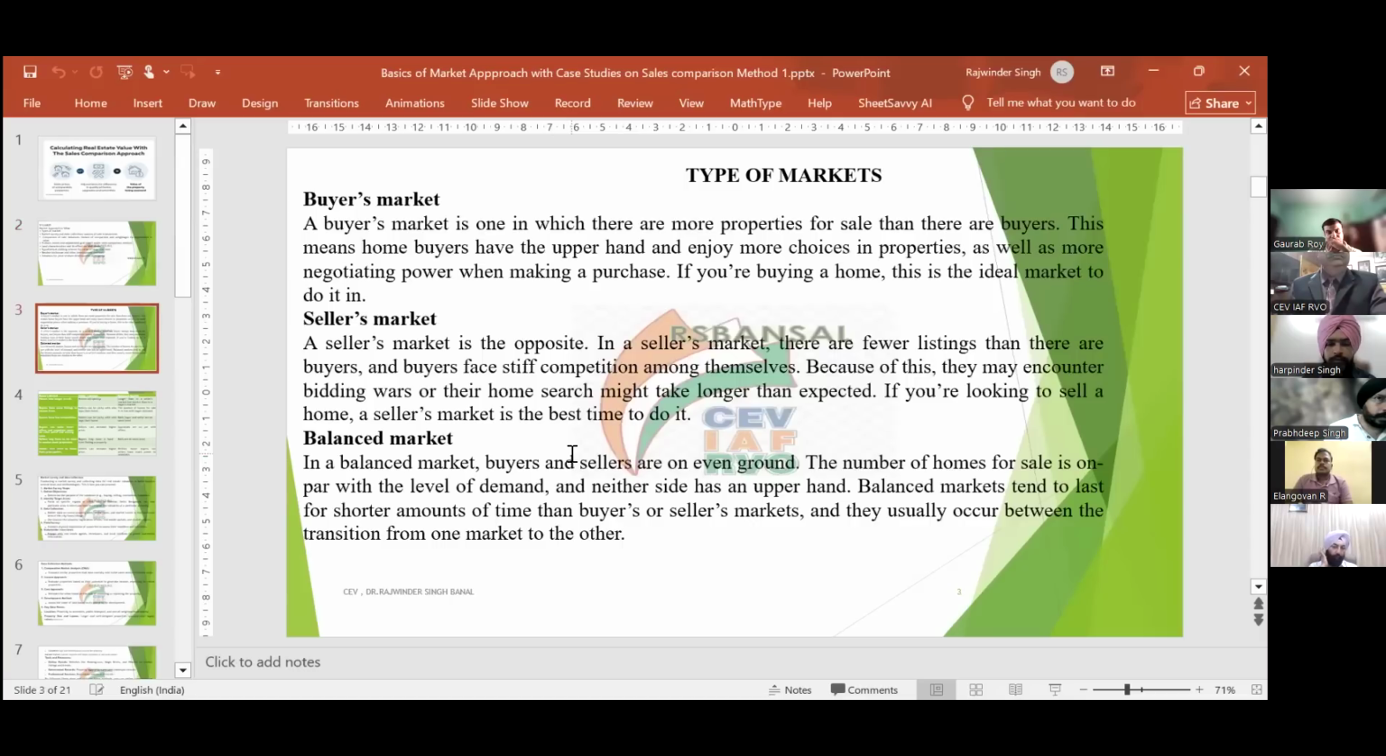So as we have already discussed, we will be discussing different types of markets: buyer's market, seller's market, and balanced market. And from these three, at least you will get 1 mark question in theory part most of the time. So what is buyer's market? Anybody who can tell what is buyer's market?